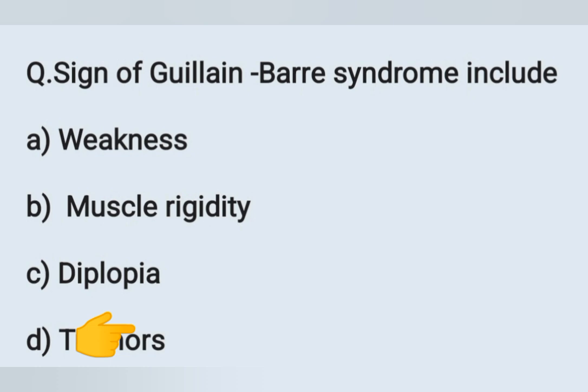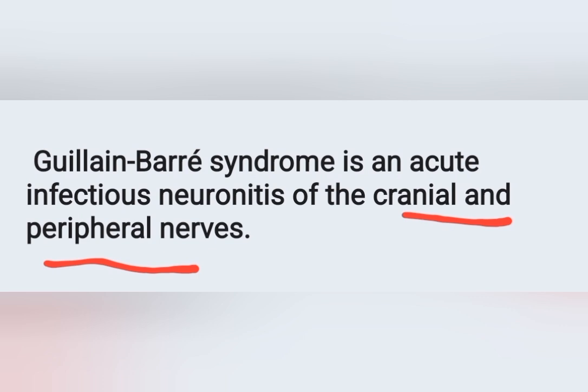And the next question is, signs of Guillain-Barré syndrome include: option A weakness, option B muscular rigidity, option C diplopia, option D tremors. Guillain-Barré syndrome is an acute infectious neuritis of the cranial and peripheral nerves. Symptoms gradually affect the upper respiratory tract. Also, it may affect the gastrointestinal system, that is gastroenteritis.